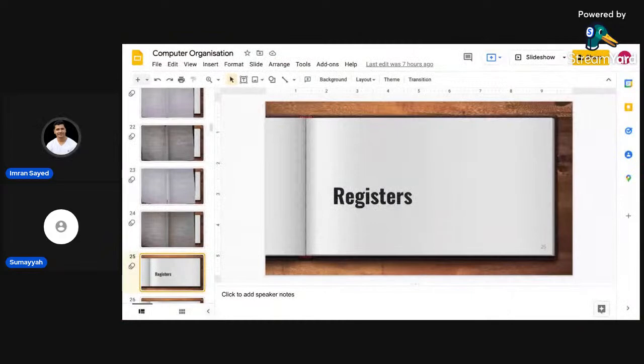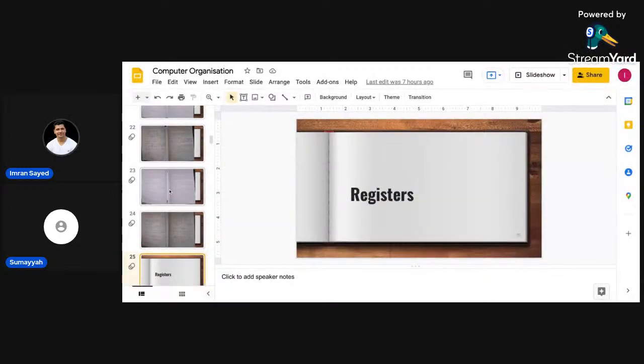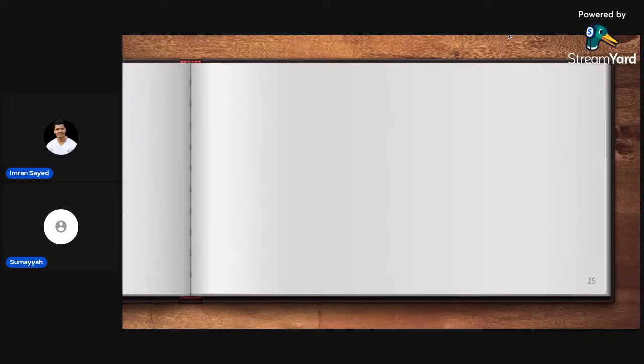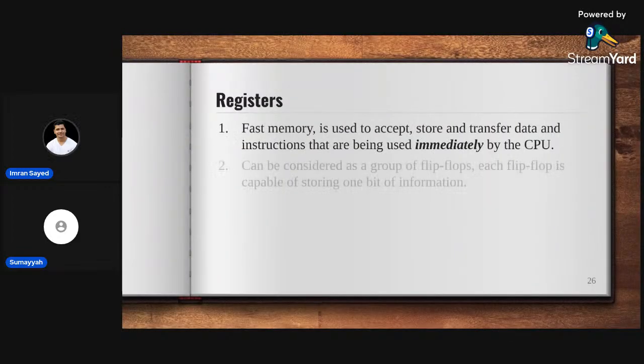Registers. Are you done with registers? Yes. Okay. Let's do a recap. Can you read out?